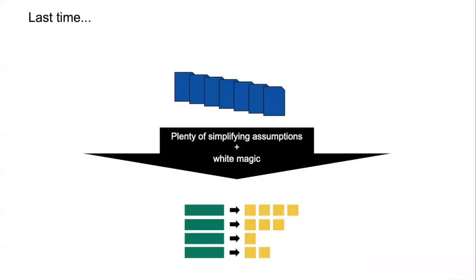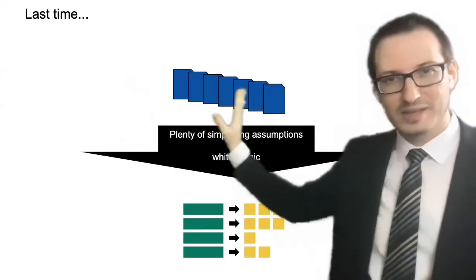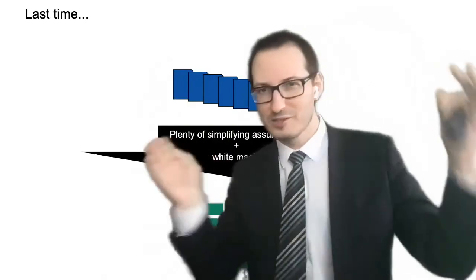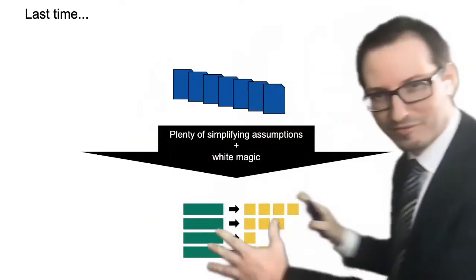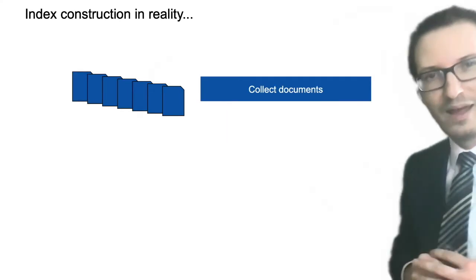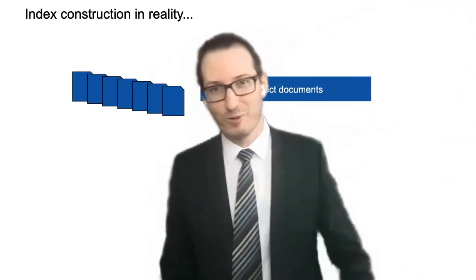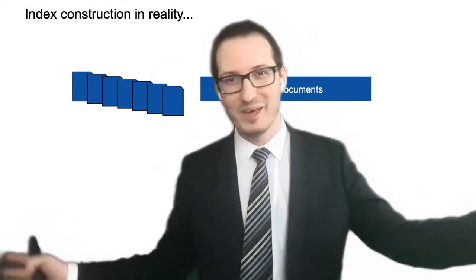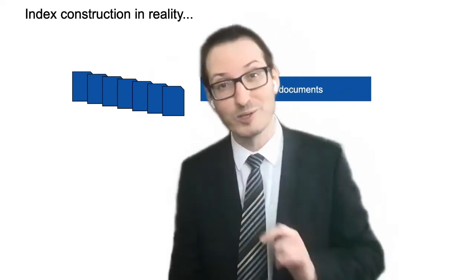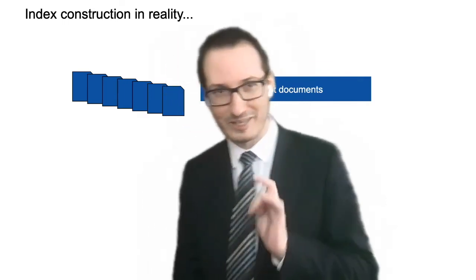So we are back. All right. So last time we had this idea that we have these documents, we simplified stuff and did some magic trick like Harry Potter stuff, and then ended up with this standard inverted index. But this is not reality. We actually oversimplified everything, and it's more complicated than that. Actually, now I'm going to show you why it's more complicated than that.